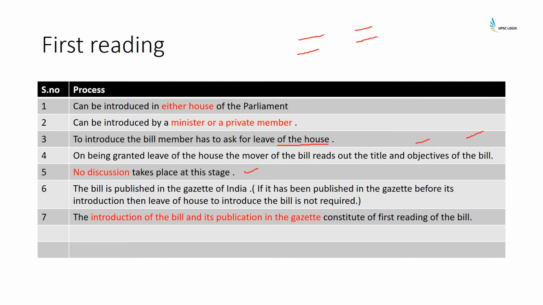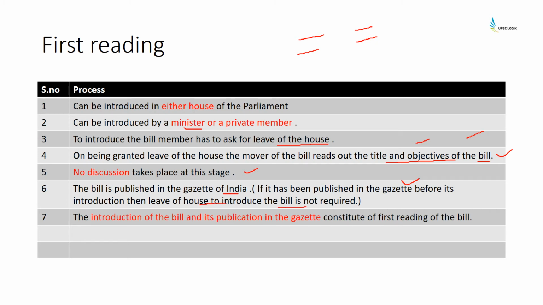This is just an introduction stage, so just the title and objectives of the bill, what the bill intends to do, is read out in the parliament, and then the bill goes and gets published in the Gazette of India. So there may be a possibility that the bill has already been published in the Gazette of India in case it is being introduced by a minister. So sometimes it happens that the bill is already published in the Gazette of India, and in this particular case the minister does not need to seek leave of the House to introduce the bill.